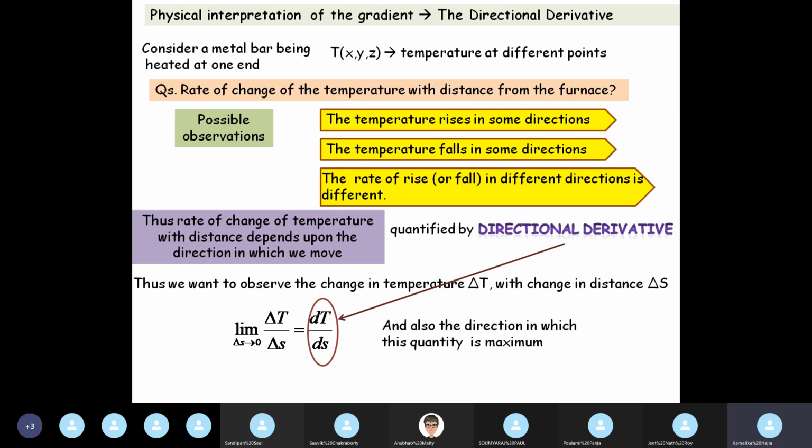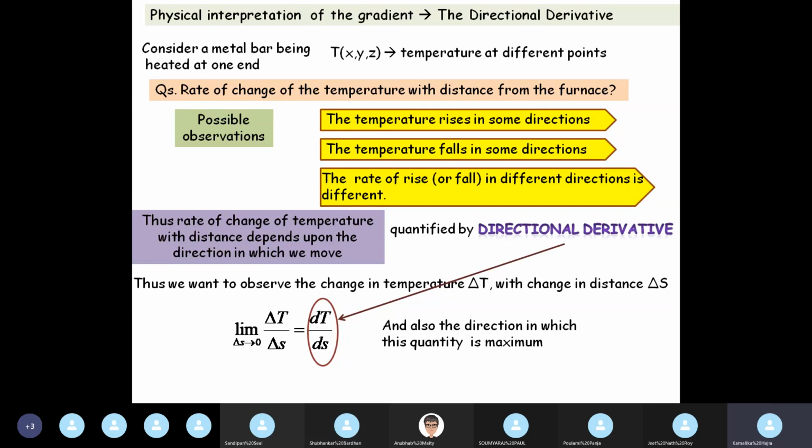So what would you prefer? You would prefer the steeper side, or would you prefer a more gentle slope? What would you prefer? Gentle slope, madam. Gentle slope, okay?